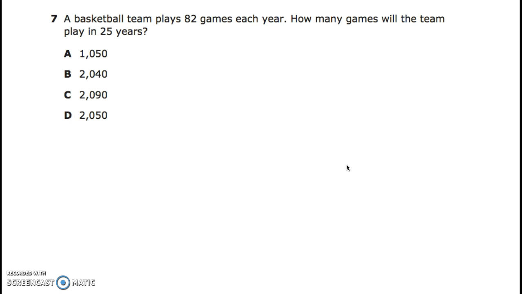Number 7. A basketball team plays 82 games each year. How many games will the team play in 25 years? Pause the video now to work this problem.